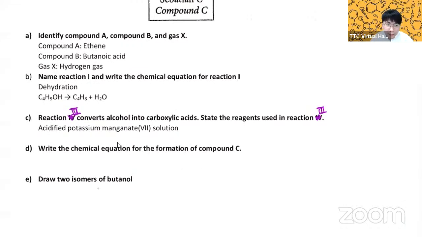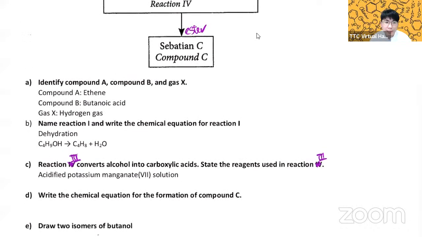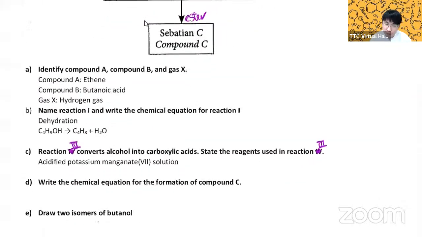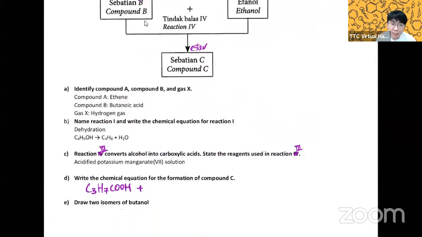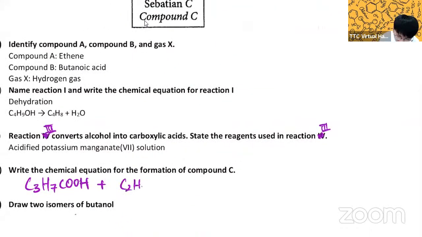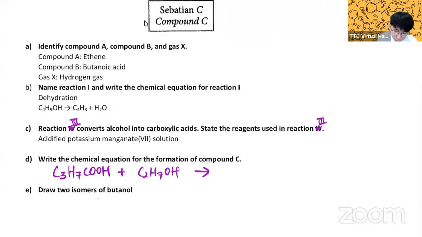Then write the chemical equation to form C. This is a bit hard. You first need to know what butanoic acid is. So butanoic acid is C3H7COOH. Don't forget one C at the back. Plus the alcohol at the other side is ethanol. Ethanol is C2H5OH. So to form an ester, guys, what do you remove? You remove H and OH.